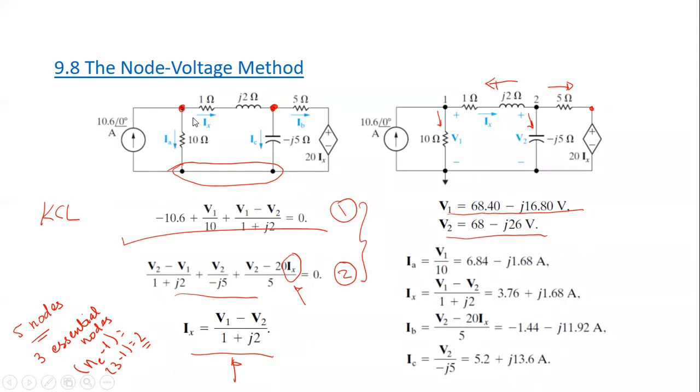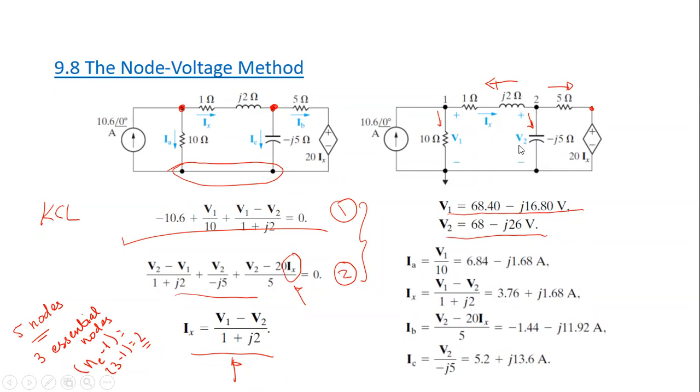After having the voltages, I can find all the currents. As you see, I need to find IA, IB, IC, and Ix if required. IA is the current flowing downward, so it will be V1 divided by 10. And Ix can be calculated as V1 minus V2 divided by this impedance. IB is the current flowing in this direction, so it will be V2 minus 20 Ix divided by 5, as you see here.